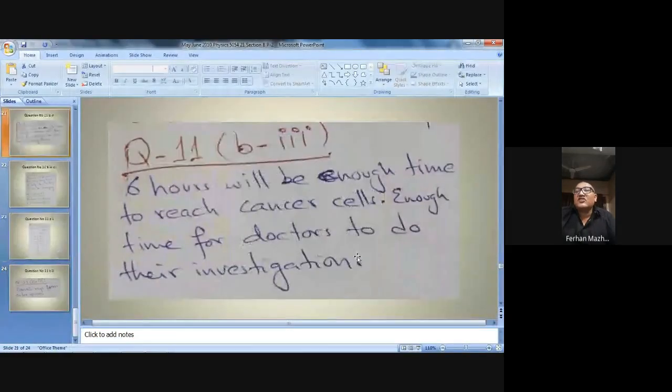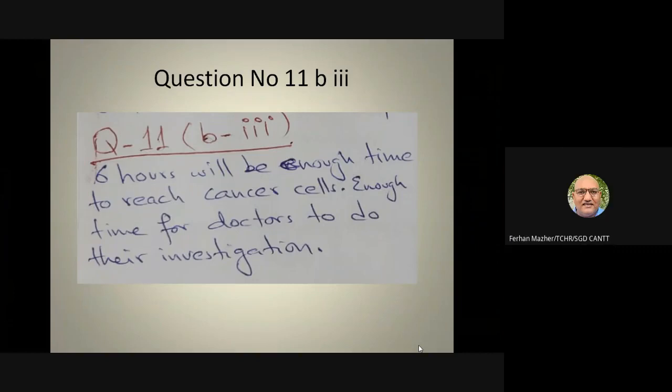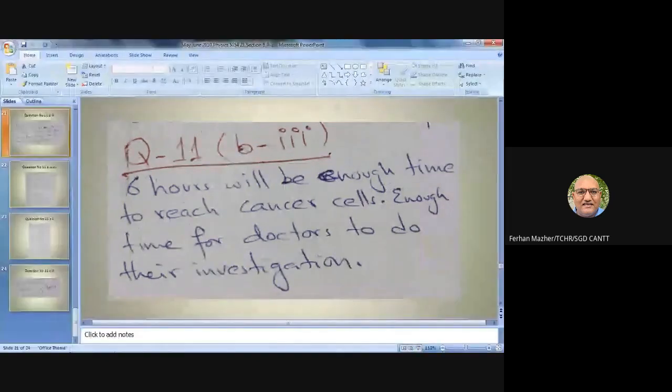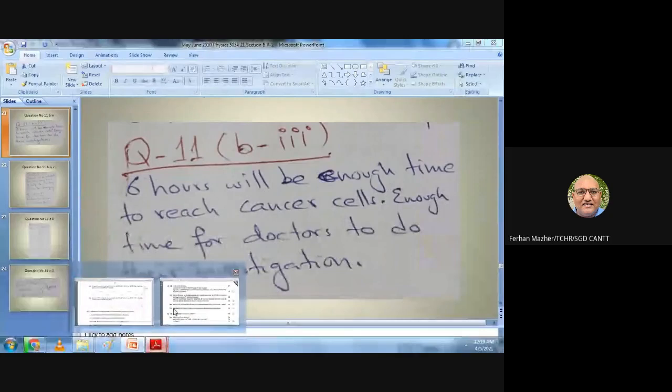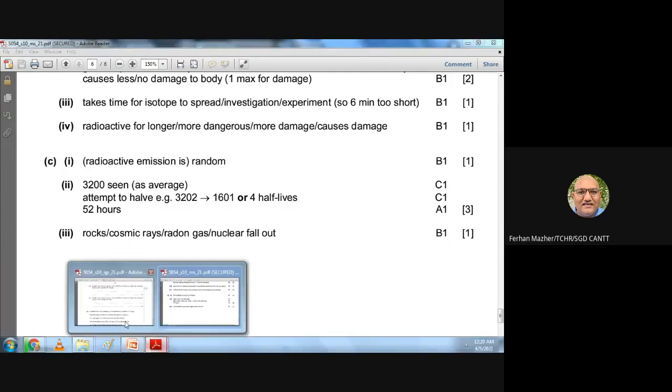And it says six hours will be enough time for the solution to reach the cancer cells. Enough time for doctors to do their investigations. Whatever investigation they want to do, they can do. Let's check the marking scheme. The marking scheme says it takes time for the isotope to spread, and for investigation and experiments. So if the half-life is 6 minutes, it will be too short for all these things. I hope you have understood.